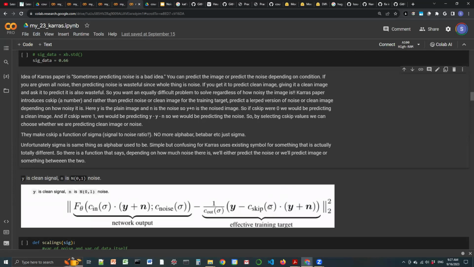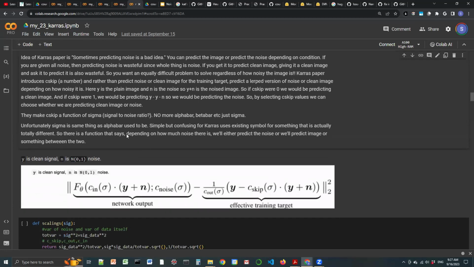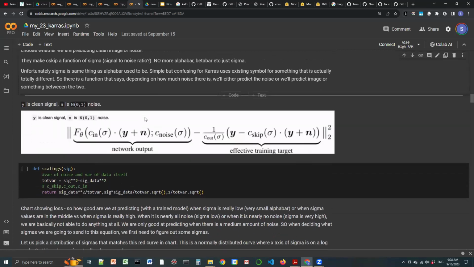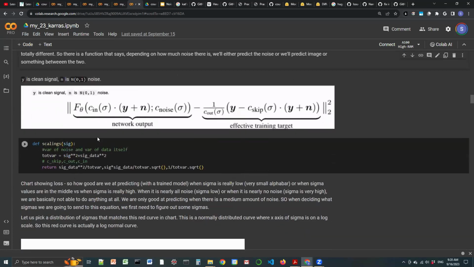And again, yet another variation. The sigma here is equivalent to our original alpha bar. Very confusing in terms of terminology, but nevertheless, the bottom line in this paper is sigma. Sigma is equivalent in concept to our original alpha bar, but they introduced this new value C skip, which helps us determine whether we are predicting noise or the clean image, right? So it predicts the noise or the image or something between the two values.